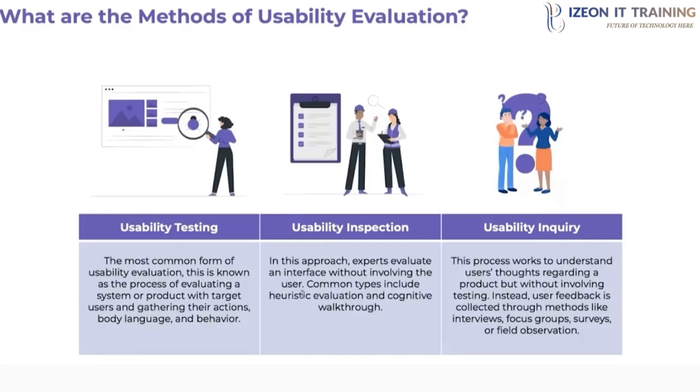Next is usability inspection. In this approach, experts evaluate an interface without involving the user. Common types include heuristic evaluation and cognitive walkthrough. As it says, it does not involve the user directly. Usability testing is where you test with the people themselves. Here it is not direct. Instead, the expert evaluates the interface.